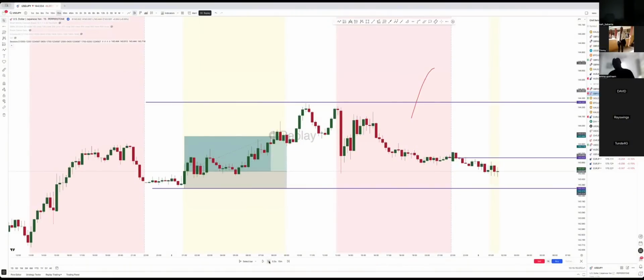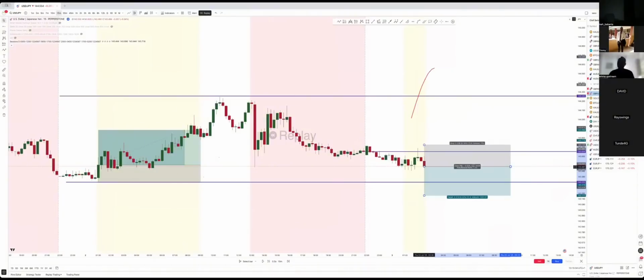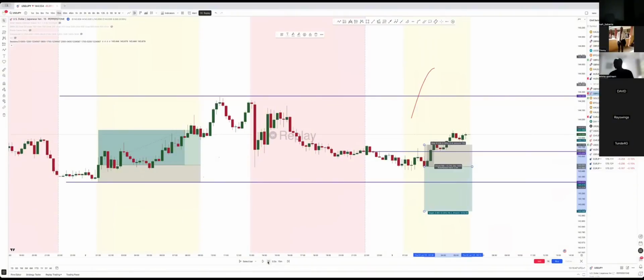Okay, so we are at the Tokyo session now. Okay, so this looks yummy. This looks like an entry. This is an entry. This is it here. Then I target 1 to 2. So let's see. Price took us out again. But we're out.